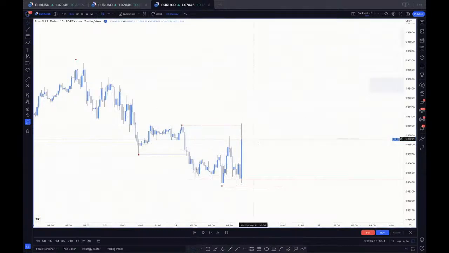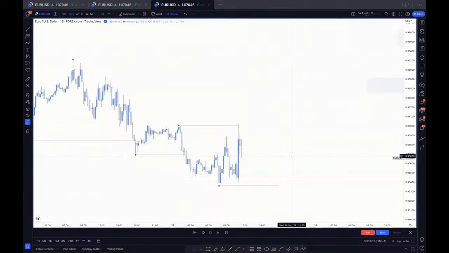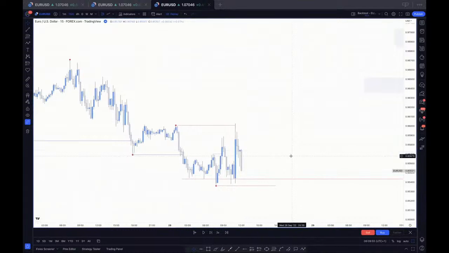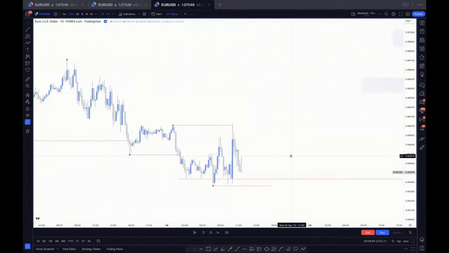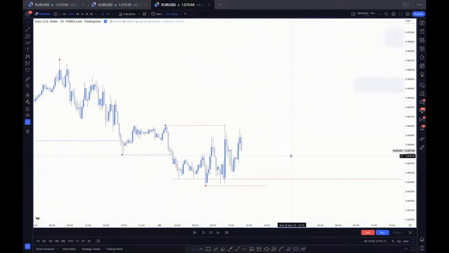The wick is not enough. It has to be by the body. So let's continue and see. Let's play the bar. So this continues, internal structure still dancing around, nothing much happening there. Let's see. Continue to build. See what we get.